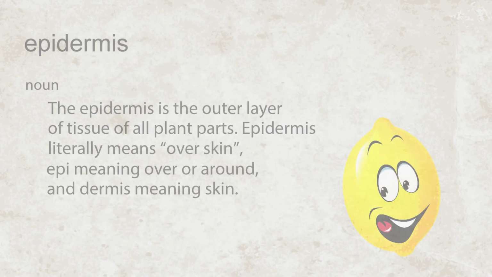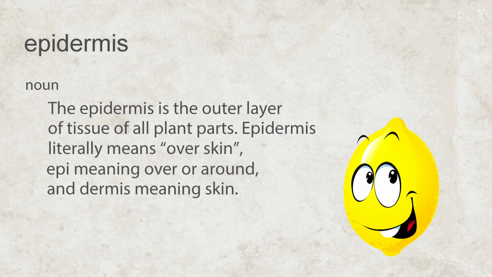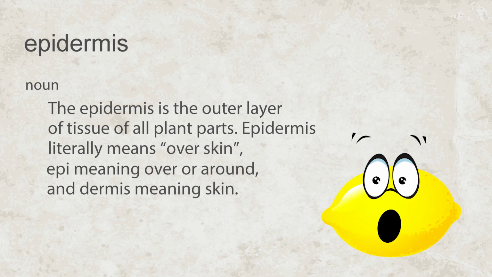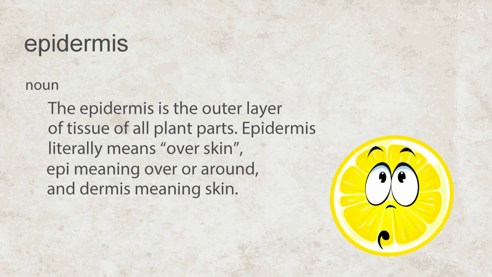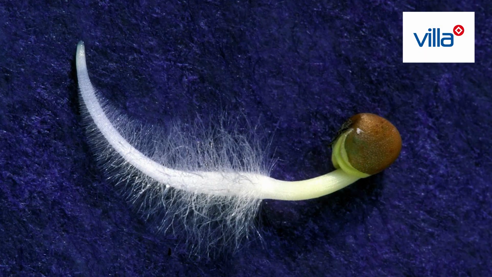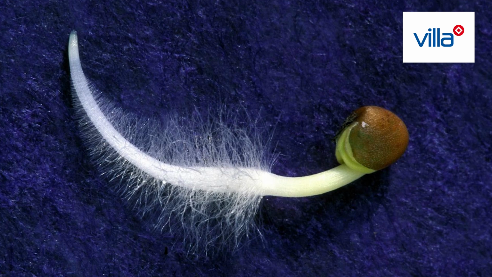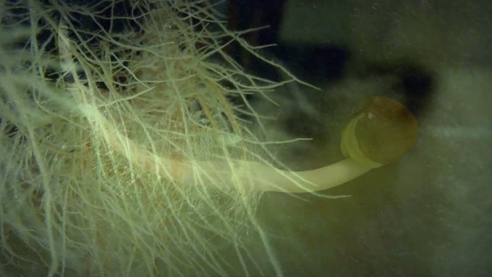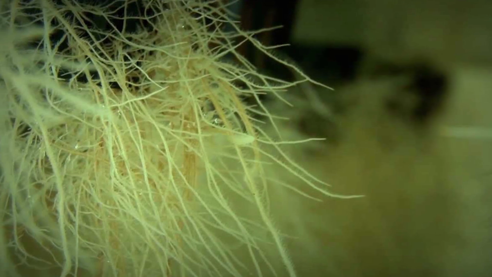The epidermis is the outer layer of tissue of all plant parts. Epidermis literally means over skin, epi meaning over or around, and dermis meaning skin. Almost all the water the plant takes up from the soil enters through the root hair region, where water is absorbed directly through the epidermis and root hairs.